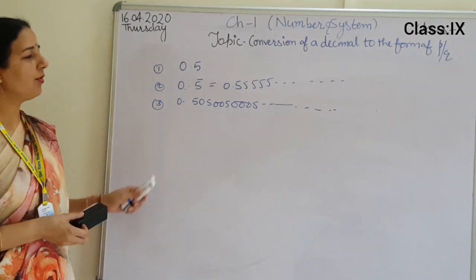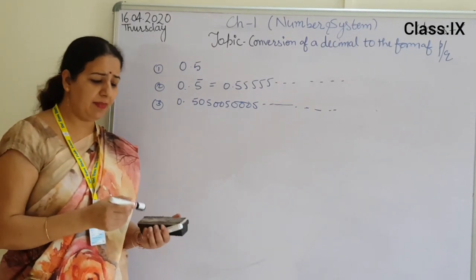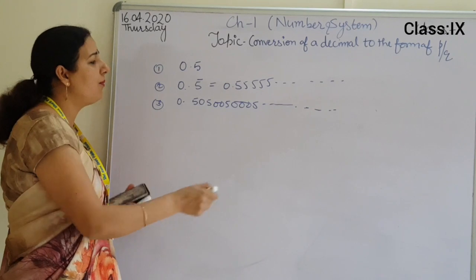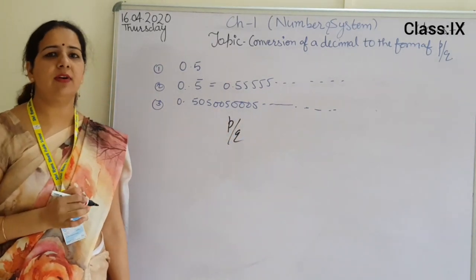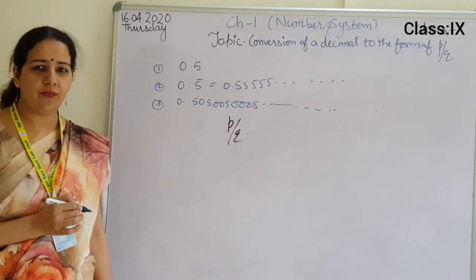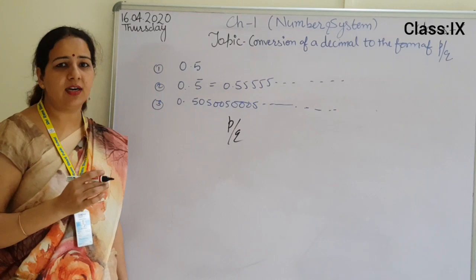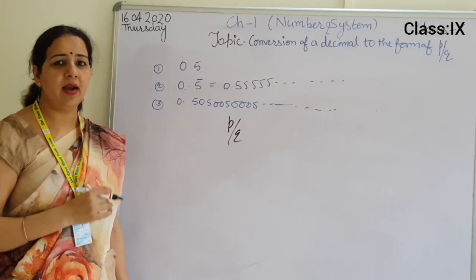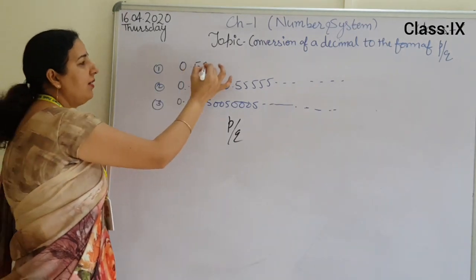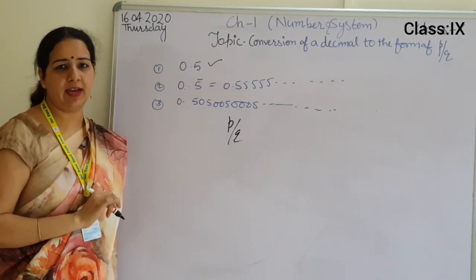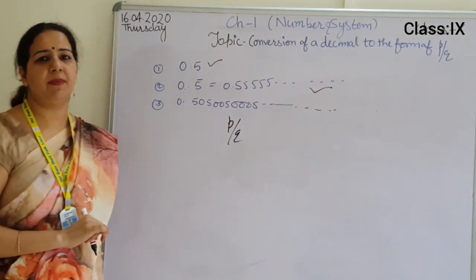So what are we going to do? We are going to convert the decimal expansion in the form of p by q. How will we convert the decimal expansion in the form of p by q? There is one method that we are going to use here. But first, let me tell you one thing: we can convert this in the form of p by q, and we can also convert this in the form of p by q.